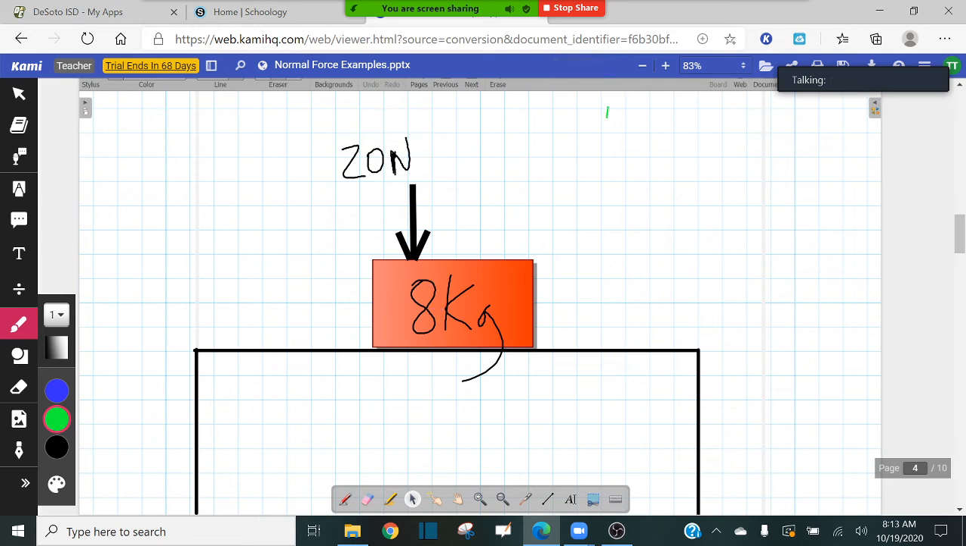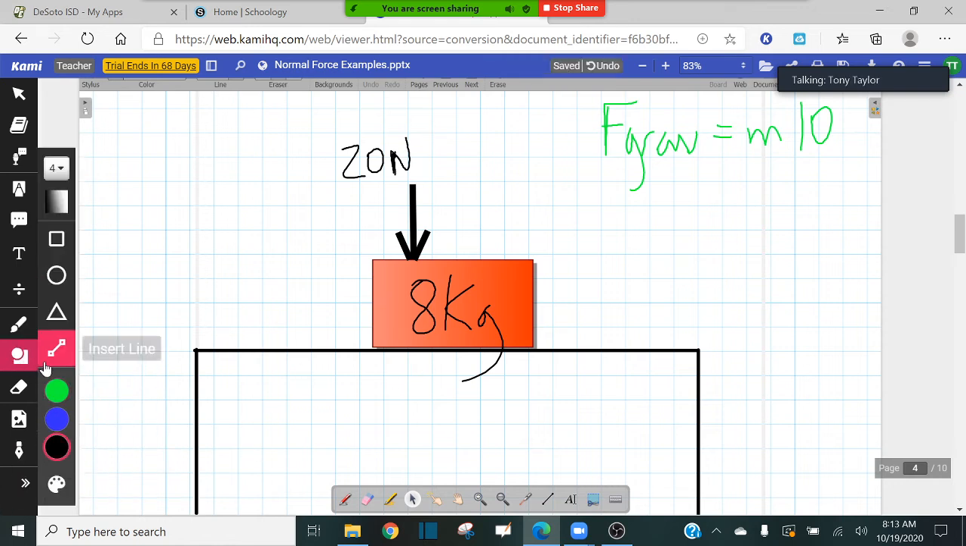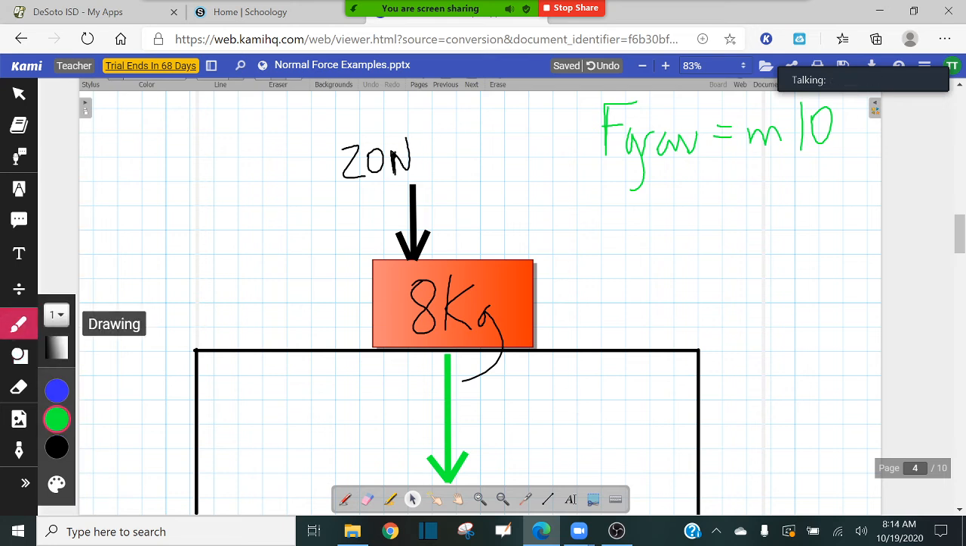So remember, the equation for the force of gravity is equal to mass times 10. So if I want to know the magnitude of the force of gravity acting on this block here, there's gravity pulling down on the block, and force of gravity is always equal to the object's mass times 10. So the mass of this red block is 8 kilograms. 8 times 10 is obviously 80 newtons.